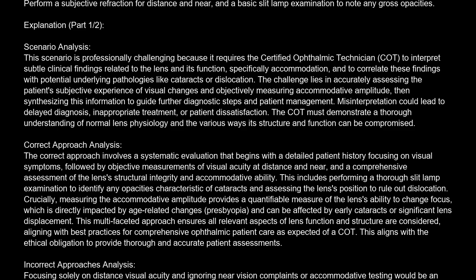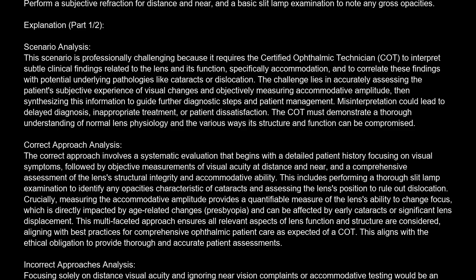The COT must demonstrate a thorough understanding of normal lens physiology and the various ways its structure and function can be compromised. Correct approach analysis. The correct approach involves a systematic evaluation that begins with a detailed patient history focusing on visual symptoms, followed by objective measurements of visual acuity at distance and near, and a comprehensive assessment of the lens's structural integrity and accommodative ability. This includes performing a thorough slit lamp examination to identify any opacities characteristic of cataracts and assessing the lens's position to rule out dislocation.